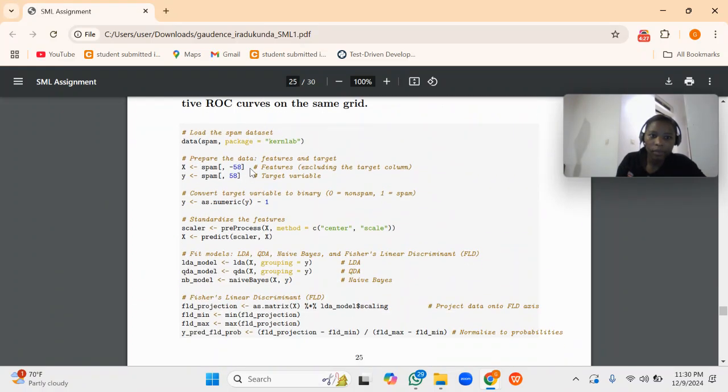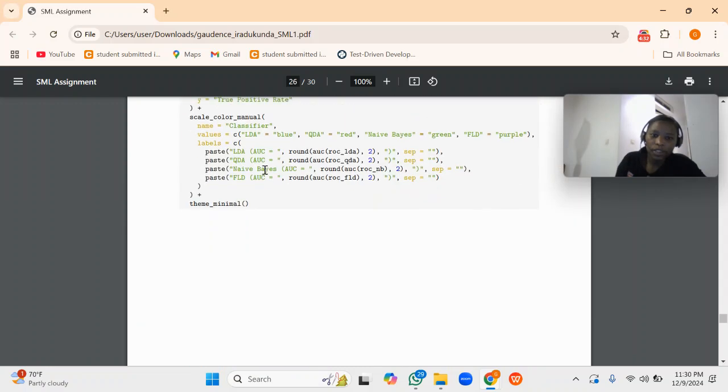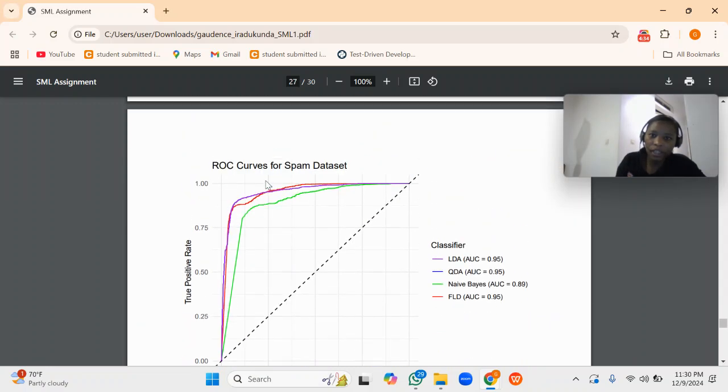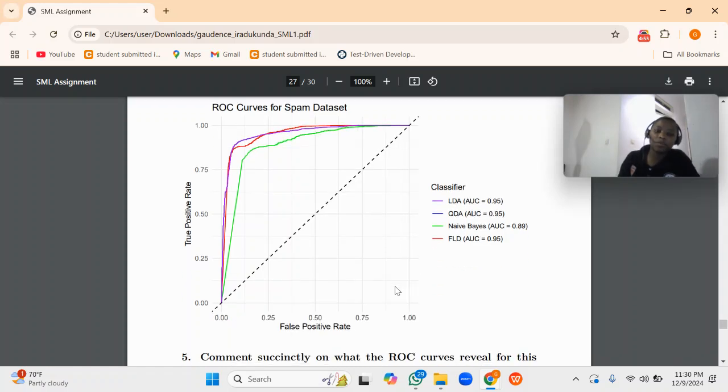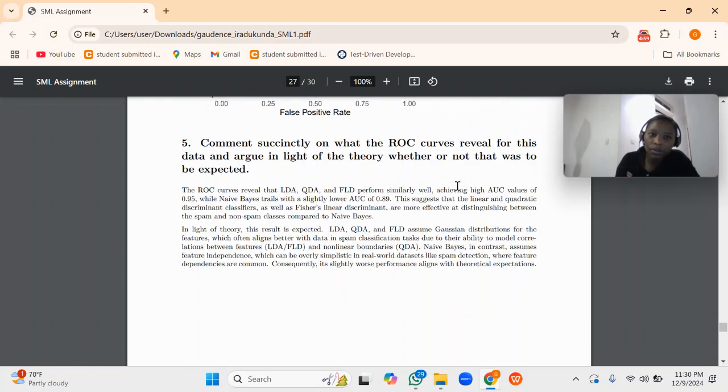By fitting the ROC curve on the same grid, we have seen that RDA, QDA, and FDA have an AUC of 0.95, while naive Bayes has an AUC of 0.88. This means that RDA, QDA, and FDA are more accurate than naive Bayes.